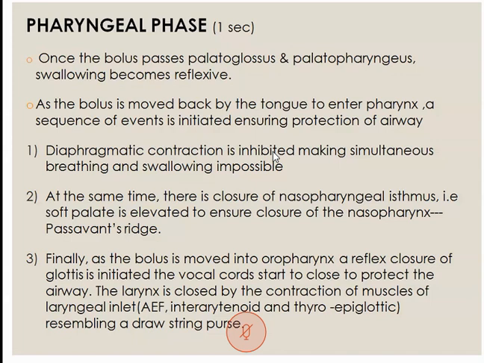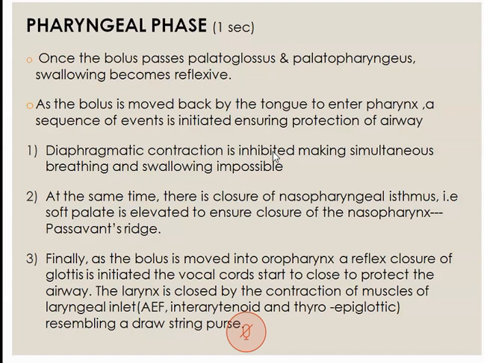As the bolus is moved back by the tongue to enter into the pharynx, a sequence of events is initiated, ensuring the protection of the airway. Here, in the pharyngeal part, the main important thing is that you have to protect the bolus from entering the airway. How the protection is created: the first one is that diaphragmatic contraction is inhibited, making simultaneous breathing and swallowing impossible. The diaphragmatic contraction stops, what you call ingestion apnea, a small cessation of breathing.